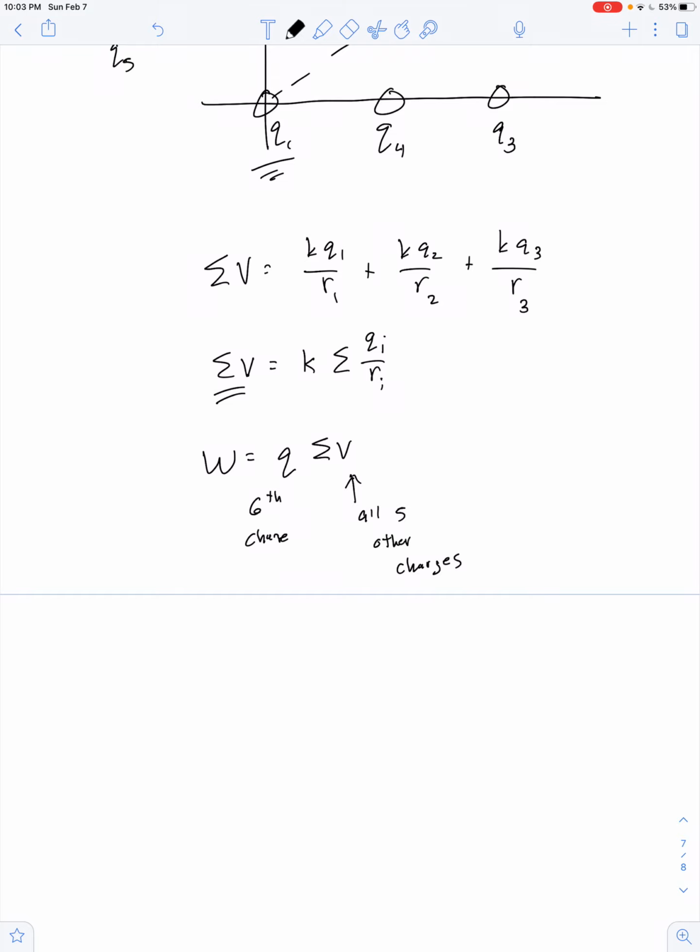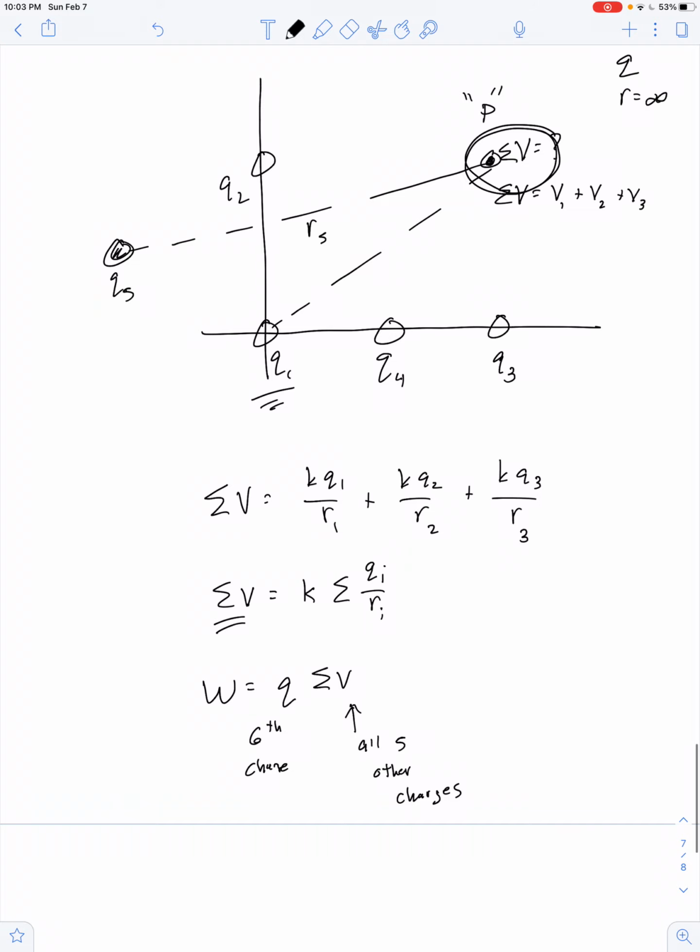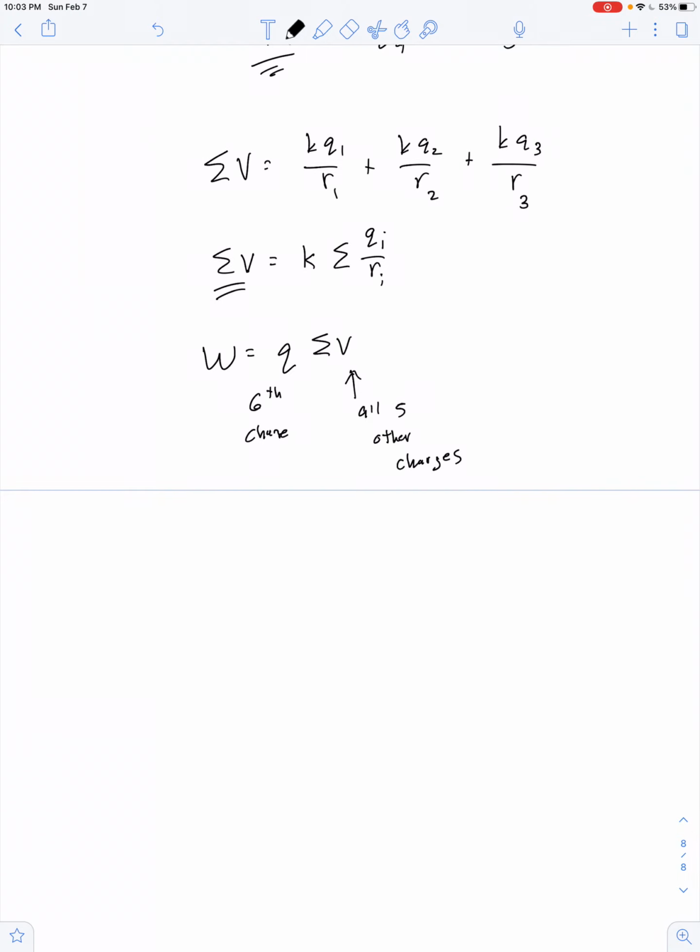Well, and this is just an arbitrary example. There doesn't have to be 1, 2, 3, or even 4, or even 5. We can just say that this lowercase q is the additional charge, and everything else is the existing charges.